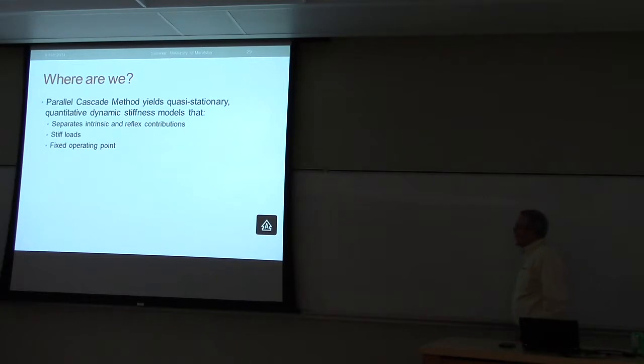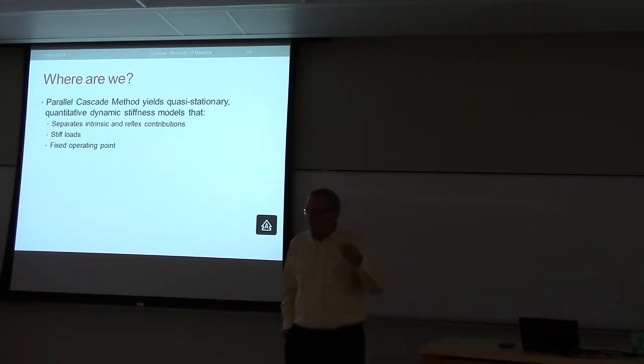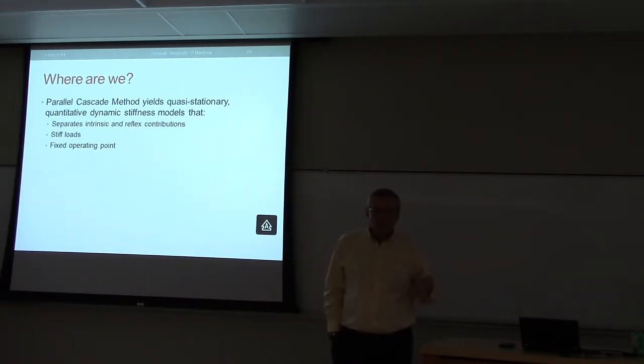Now, where are we? Well, this parallel cascade method yields quasi-stationary models. So basically, it gives us a model of a particular operating point. It separates the intrinsic and reflex components, but it only works for stiff loads. In other words, in these experiments, what we do is we use the actuator to drive the joint to where it goes and look at the responses. And it only works for a fixed operating point.